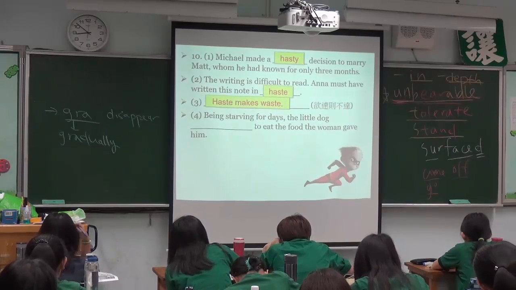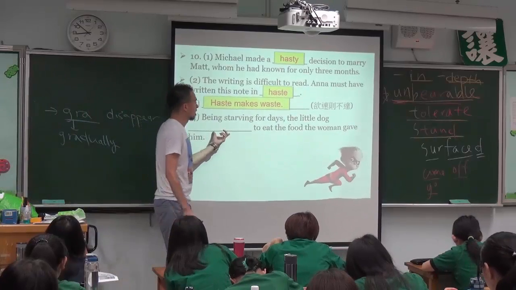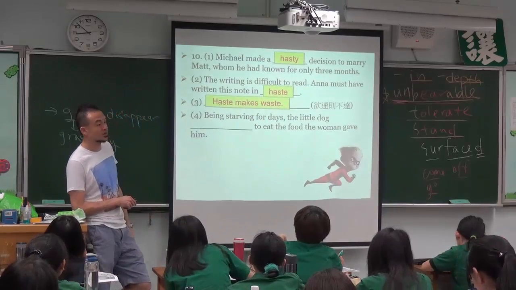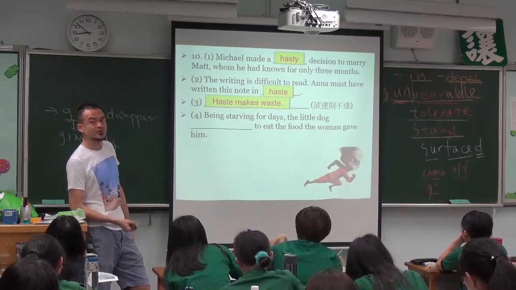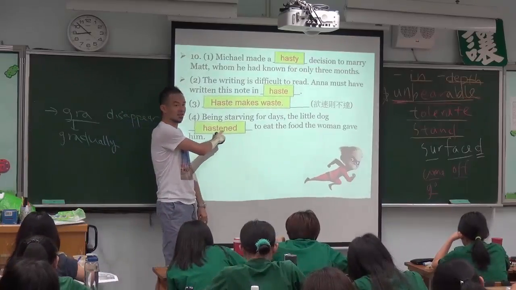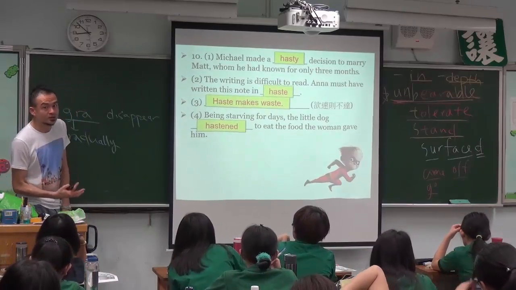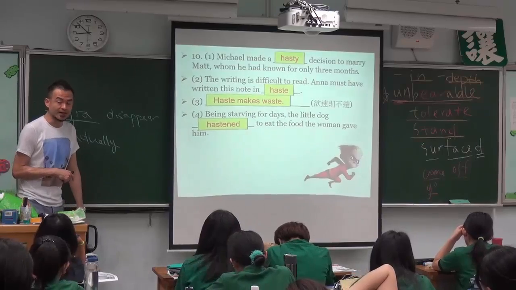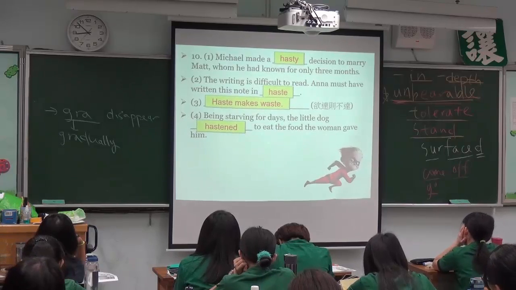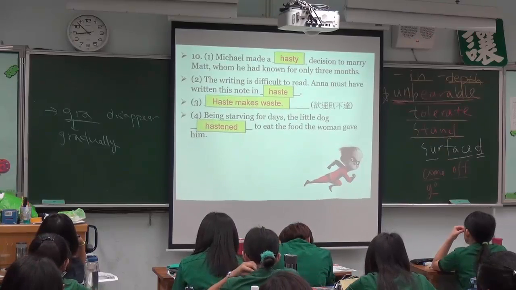And here the final one: being starving for days, the little dog to eat the food the woman gave him. This is a verb meaning to do this thing in a great hurry. This isn't in the word list, but you can add a suffix to make it hasten, meaning hurry to do something. The h is silent here. So somebody hastened to do something means hurried to do something. This is worth remembering. It's okay, yeah. Could you please read number 47: being starving for days, the little dog hastened to eat the food the woman gave him. Yeah, thank you.